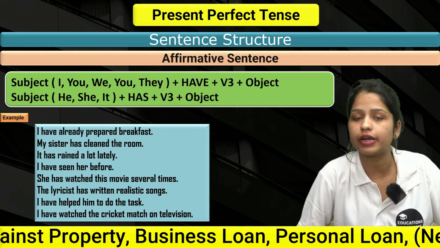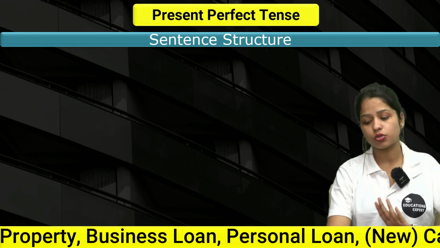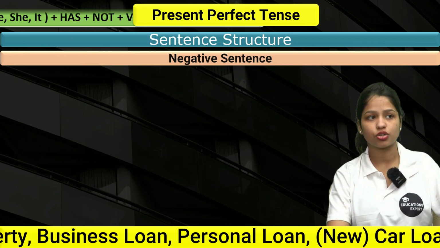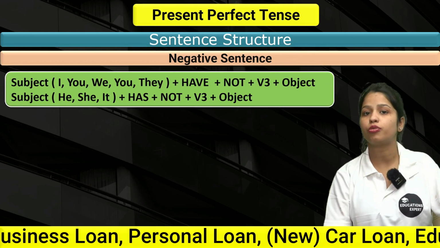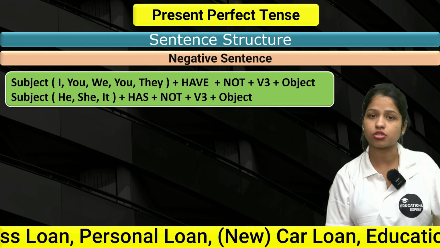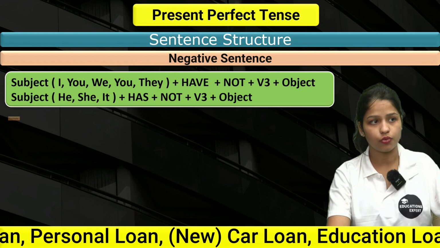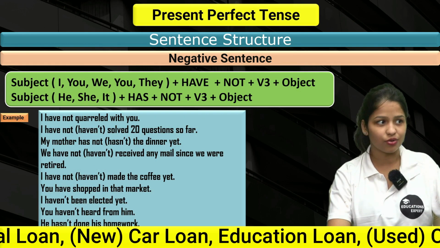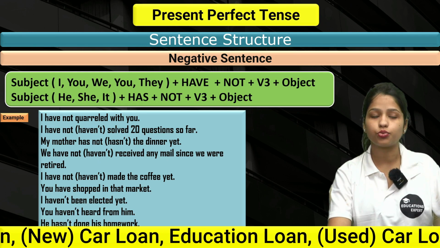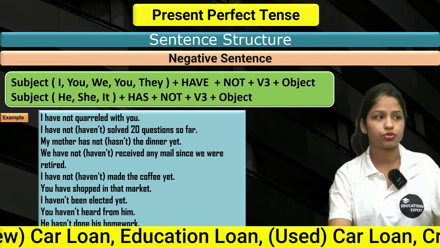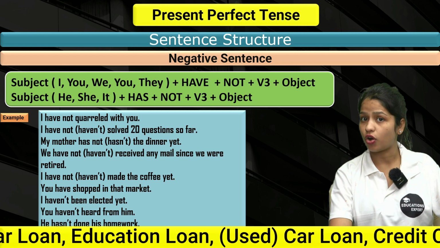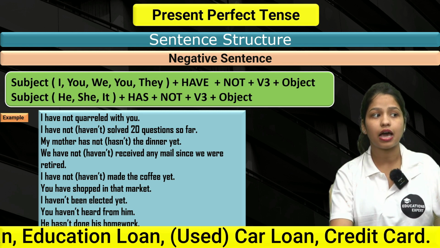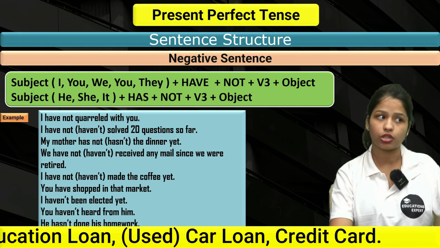Now let's move forward and understand negative sentence. All right, let's quickly jump into the negative sentence structure. So your structure would be again exactly the same. You just have to put not after the auxiliary verb. Let's quickly jump into the examples and quickly read it out. I have not quarreled with you. Quarrel means to fight, right? So I've not fought with you, you can say, or you can say I have not quarreled with you. Both are correct.